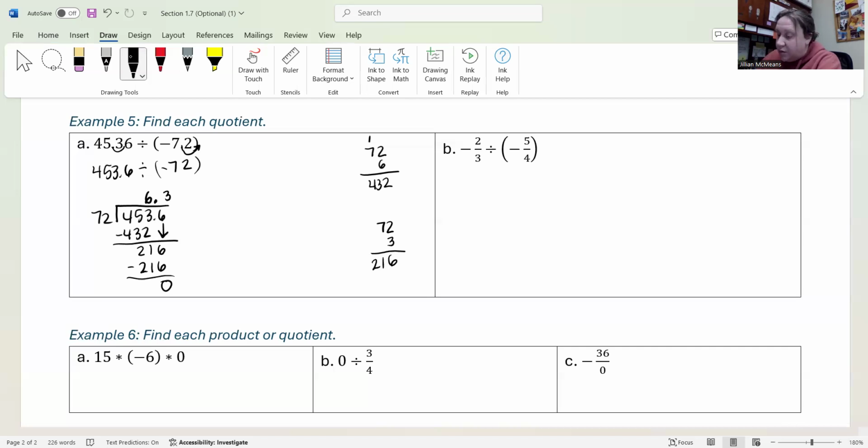And so now we can go back to the original problem. We had positive 45.36 divided by negative 7.2. So that tells me this quotient's going to be negative, and it's going to be negative 6.3. And that's it.